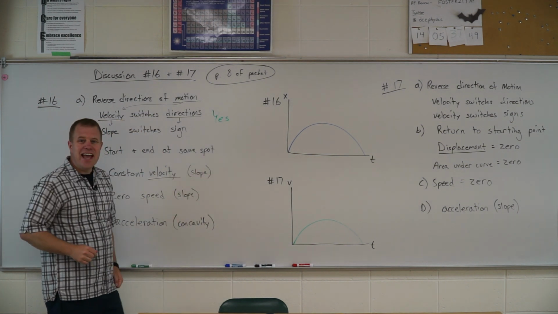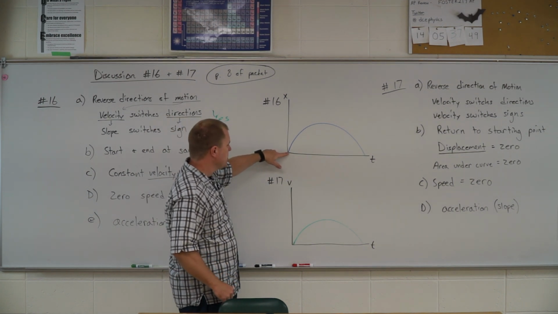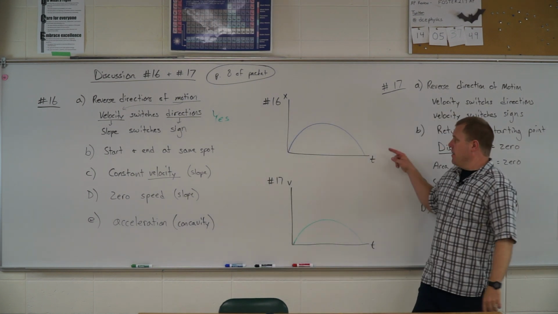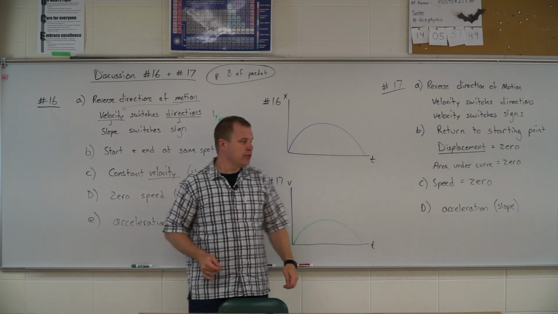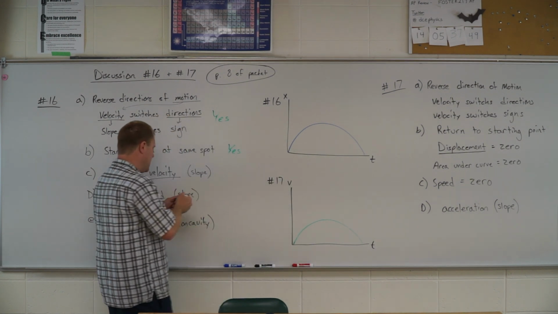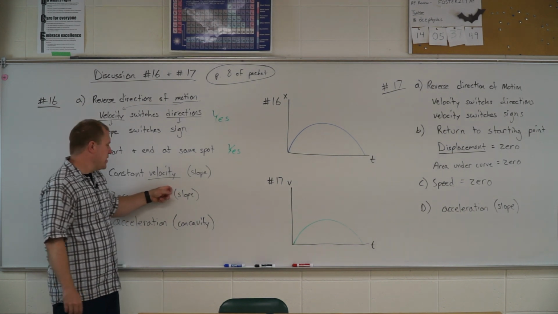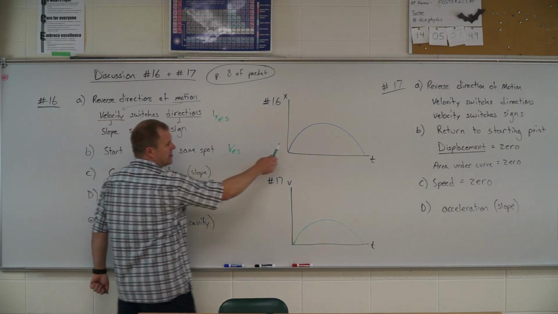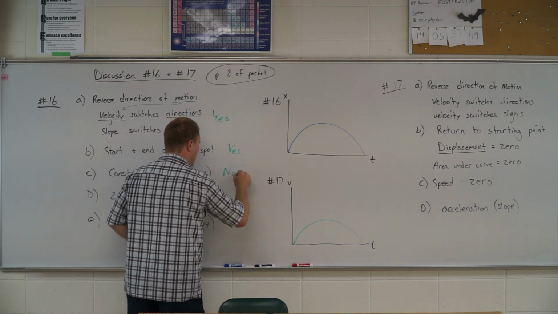Part B, does it start and end at the same spot? So I'm looking at position. So it's position versus time graph. So it starts at a position of 0, goes out some positive distance, and then comes back to that same position it started at. So yes, that one is also a yes. It does start and end at the same spot. Constant velocity. So when they ask for a constant velocity, they're asking, is the slope constant? Does the slope stay the same? Nope, the slope is positive, 0, then negative, so no.